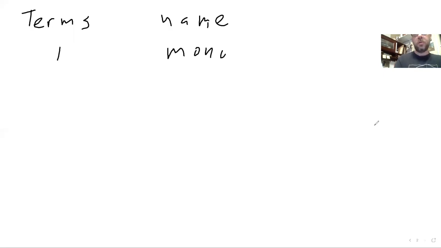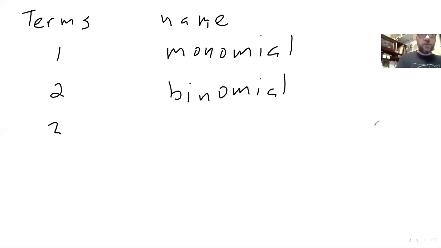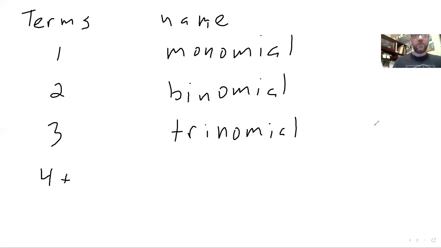Polynomials have different names. For instance, a polynomial with one term is called a monomial. Two terms is called a binomial. Three is called a trinomial. And anything more than that, you might think four terms would be called a quadrinomial, right? Perfectly reasonable name. No. Nobody calls it quadrinomial, although I think everyone would know what you were talking about if you said that. But four plus, everyone just calls it a polynomial.